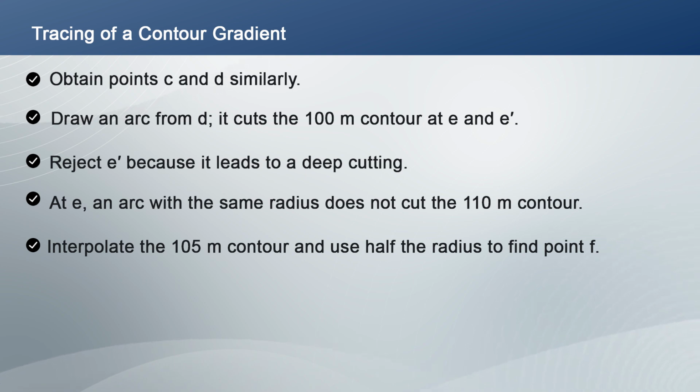Point E dash in the continuance of the route is rejected because D and E dash, when joined, cut the 100 meter contour again, and thus a deep cutting is involved. At E, the arc of the same radius, if drawn, cuts the 110 meter contour nowhere. To overcome this difficulty, the 105 meter contour is interpolated and half the radius is used to obtain the point F. Location of a number of points is made till the last point is reached.